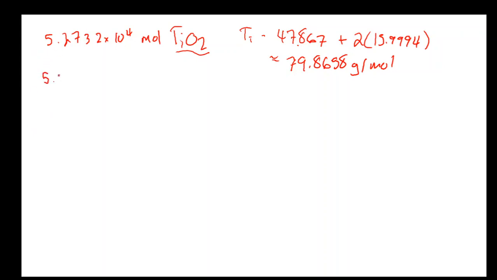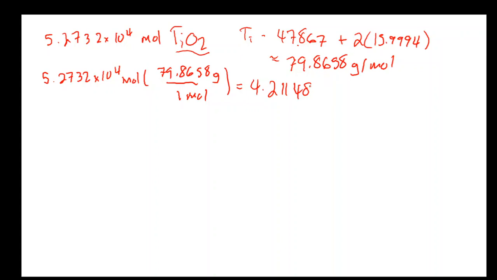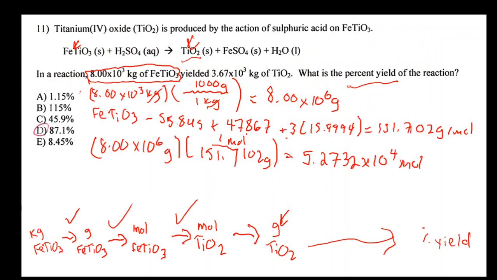So 5.2732 times 10 to the 4 moles. And then we want grams on top. 79.8658 grams per 1 mole. That equals, oh boy, 4.21148 times 10 to the 6 grams. That's a lot, but whatever. So then, looking at our roadmap here, this is grams of TiO2.